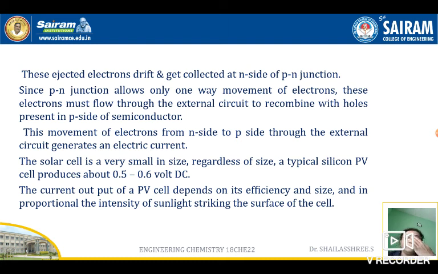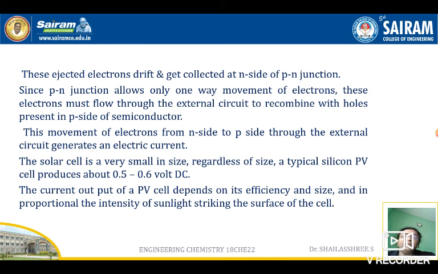This solar cell is very small in size. Regardless of size, a typical silicon PV cell produces about 0.5 to 0.6 volts of direct current. If we want to produce a large amount of electrical energy, a large number of these cells will be arranged in series and in parallel connections. They will be called panels, arrays and modules, and they will produce a large amount of solar energy.